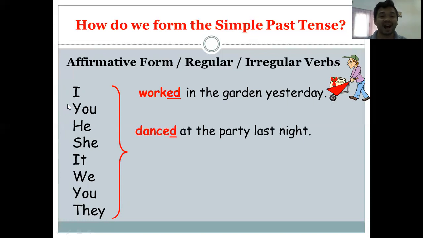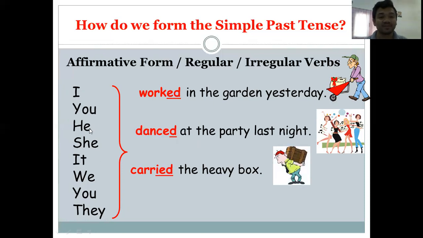Okay, you could also say, I danced at the party last night. You danced, he danced, and she danced at the party last night. Now, the verb here is danced, and it ends with ed. Therefore, this is a regular verb.